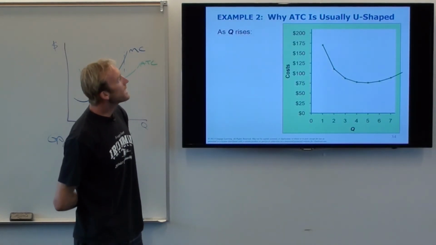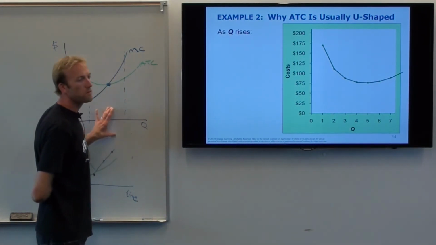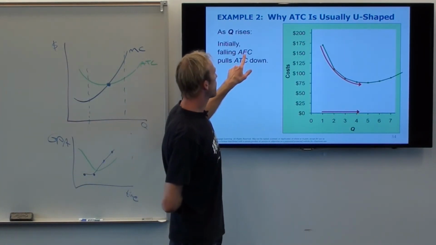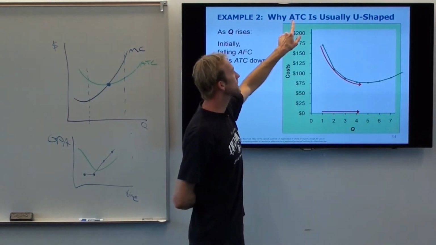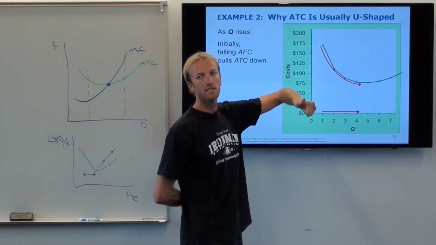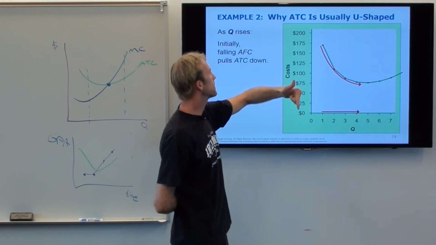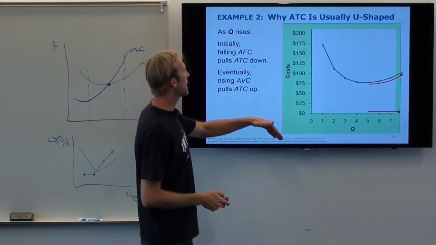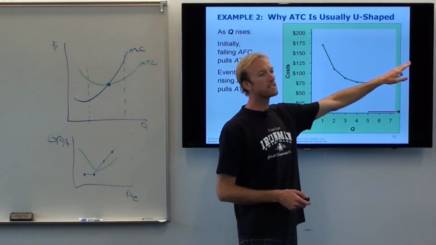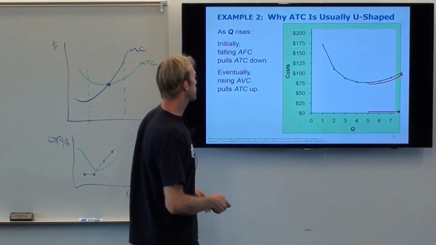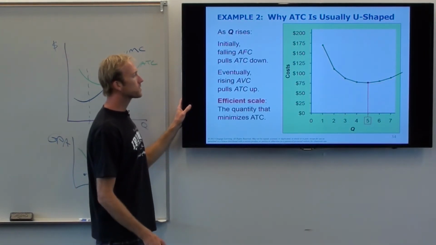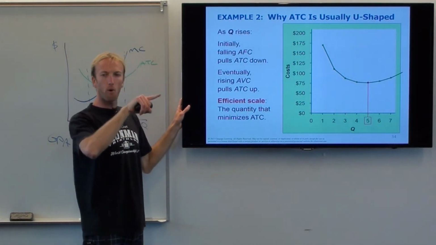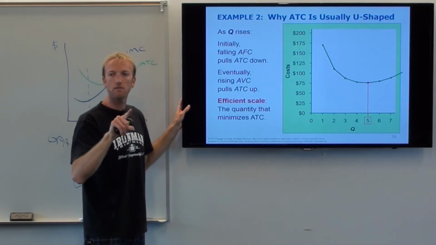All right. So why is the ATC usually U-shaped? This comes back to what we were talking about here. ATC is adding up the average fixed cost and the average variable cost, the AFC and the AVC, right? So at first, the falling average fixed cost is pulling the ATC down, but then we know that AVC starts rising over here, and that's what pulls ATC up on this side. So the point that is at the bottom of the ATC curve is important.